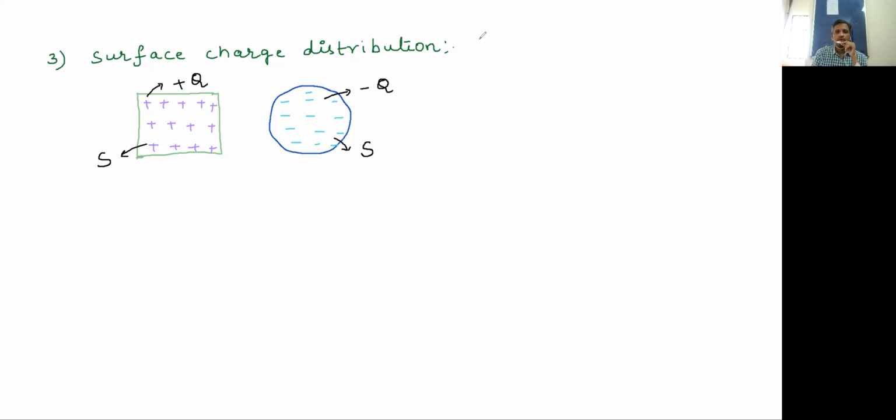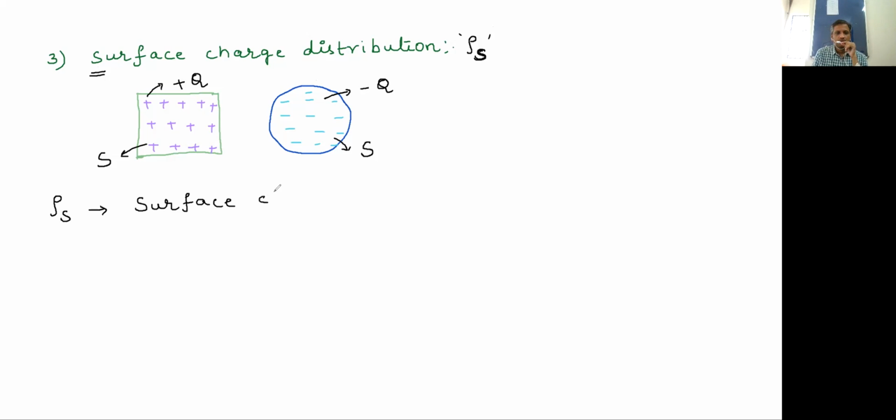Now, there is a very important parameter which is related to this surface charge distribution, which we call surface charge density. Let us try to define first what is surface charge distribution. The charge which is distributed on any sheet or any surface, we call it surface charge distribution. That is the definition of surface charge distribution.